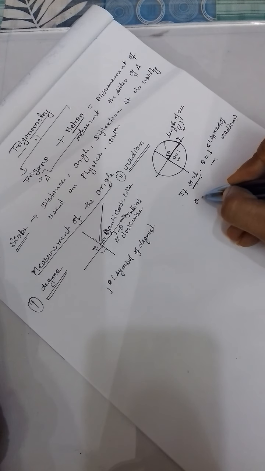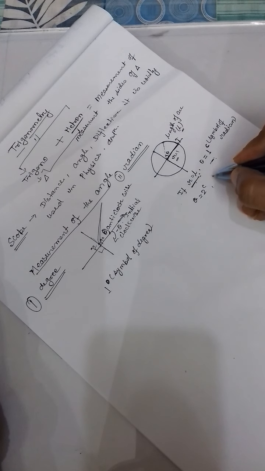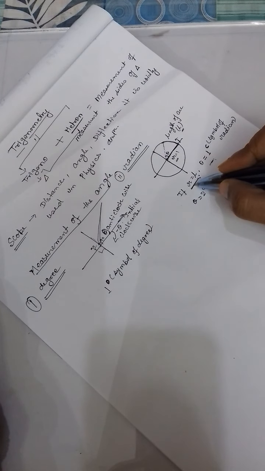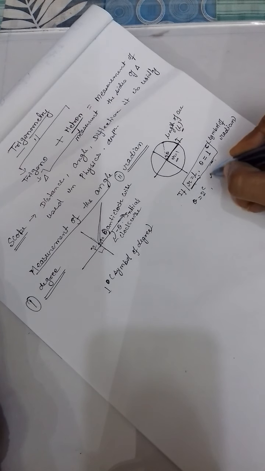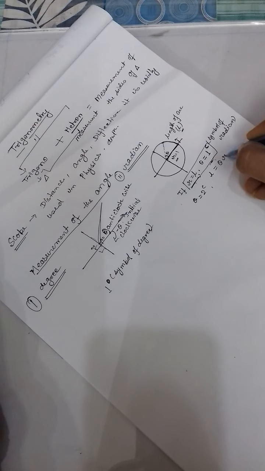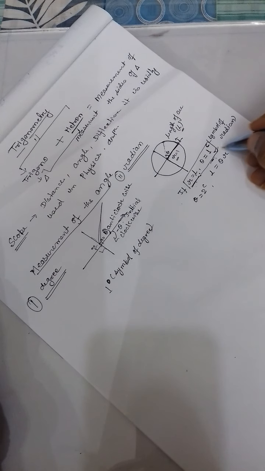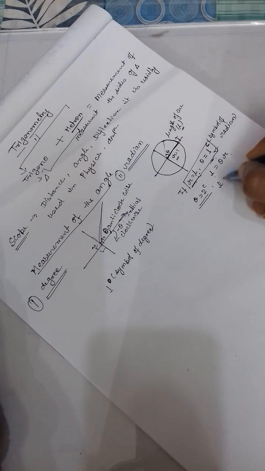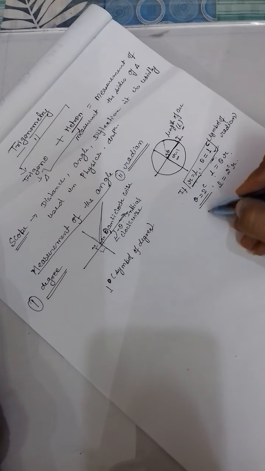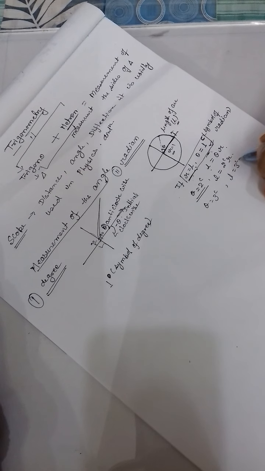Now what happens when theta is equal to 2 radian? Here we frame the concept that L is equal to theta into R. If theta is equal to 1, then L is equal to R. If theta is equal to 2, then L is equal to 2 radian R. If theta is equal to 3, then L is equal to 3 radian R.